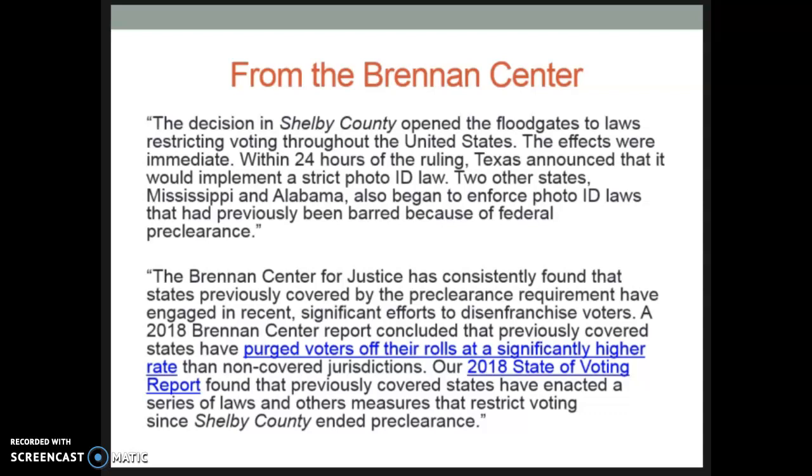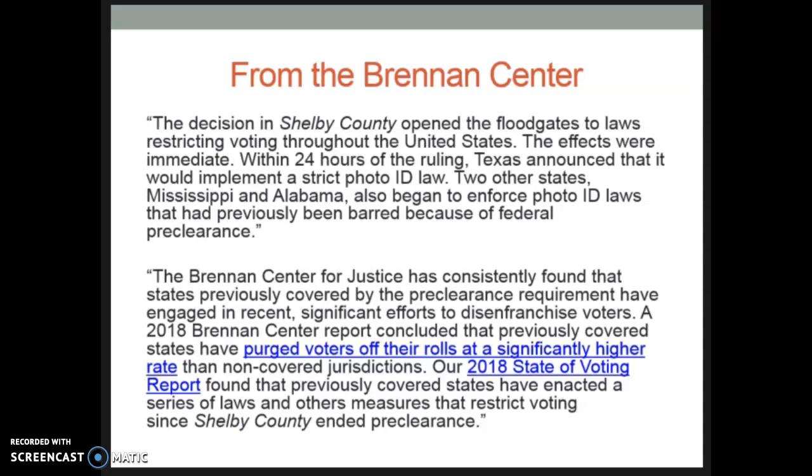The effects were immediate. Within 24 hours of the ruling in Shelby County versus Holder, Texas announced that it would implement a strict photo ID law. Two other states, Mississippi and Alabama, also began to enforce photo ID laws that had previously been barred because of federal preclearance. The Brennan Center for Justice has consistently found that states previously covered by the preclearance requirement have engaged in recent and significant efforts to disenfranchise voters.